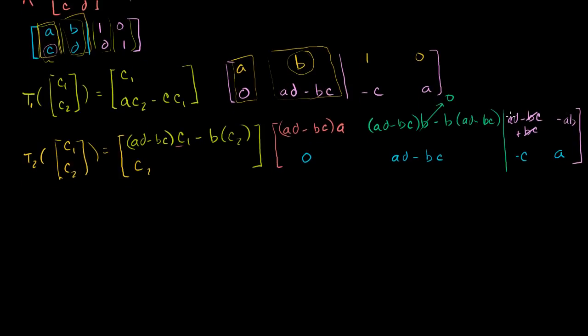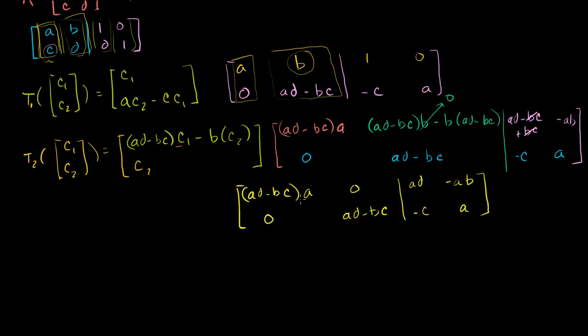Just like that. Now, let me rewrite this matrix right here just so it gets cleaned up a little bit. I'll do it in this yellow. So I have AD minus BC times A, and then this term right here just became a 0. This term right here is an AD minus BC. And then in our augmented part, this part was just an AD, this was a minus AB, this is a minus C, and then this is an A.